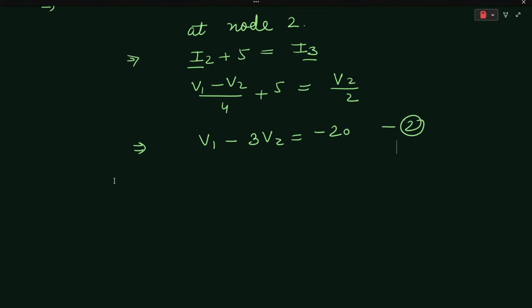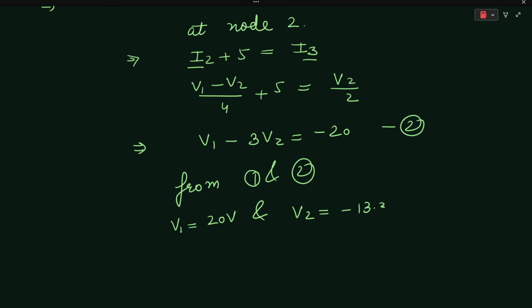From the first and second equation, we can say that the values of V1 and V2: V1 will be equal to 20 volts and V2 will be equal to minus 13.33 volts. I hope it is clear how we are solving this particular problem.